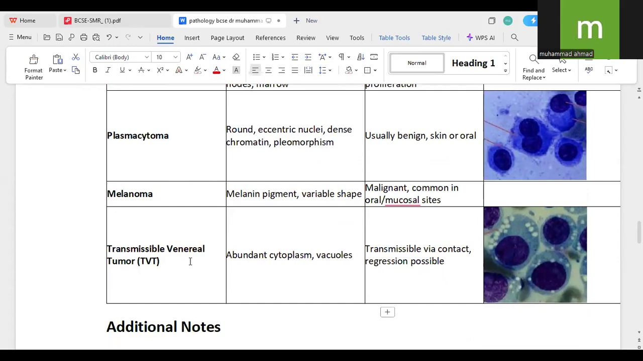TVT is very important. Abundant cytoplasm with large vacuoles. They have a low nuclear to cytoplasm ratio, but large vacuoles. They are transmissible via contact and regression is possible. What is the treatment of TVT? Anyone have an idea? Vincristine. Yes, we give IV vincristine.